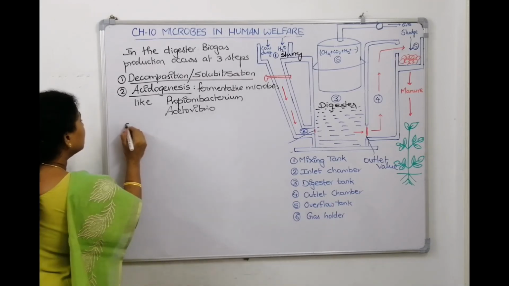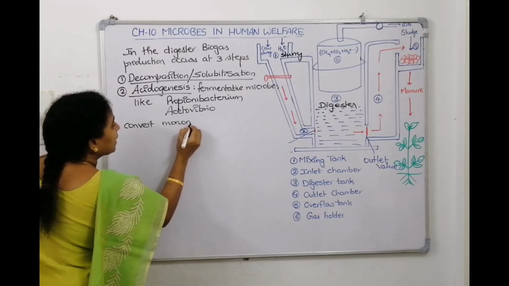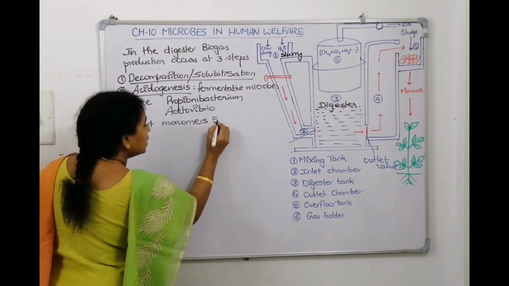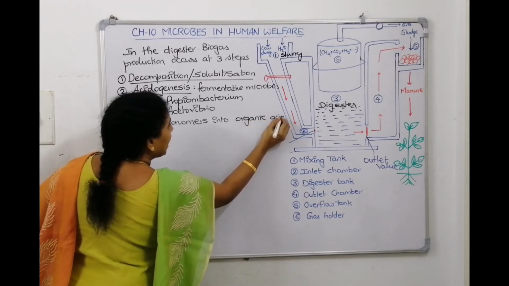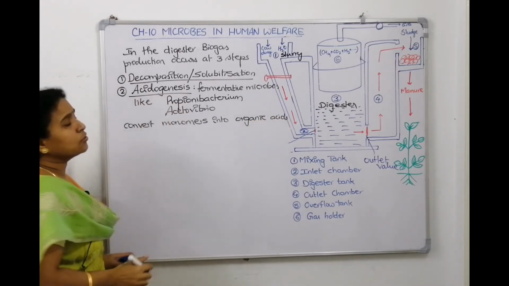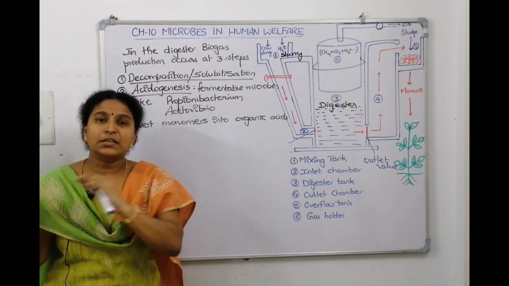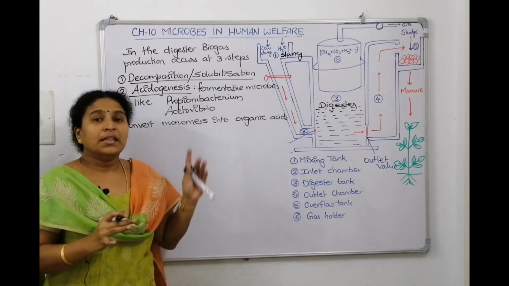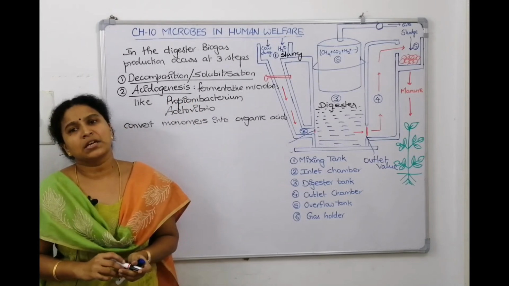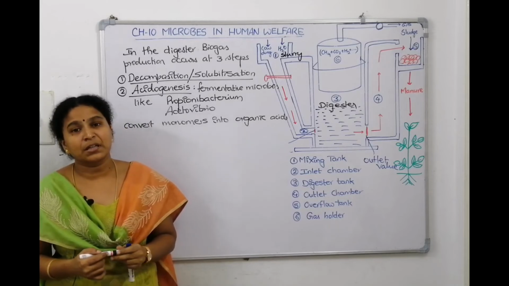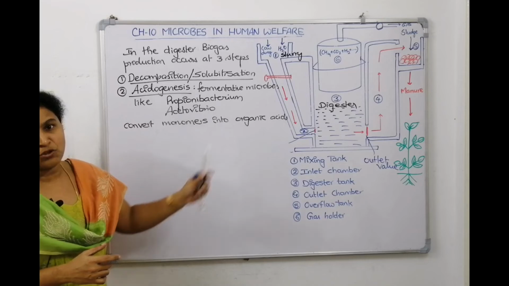What do they do? They convert monomers into organic acids. Since they are making acids, the step is called acidogenesis. Earlier, they converted complex food materials into simpler forms, monomers. Then these acidogenic bacteria convert the monomers into organic acids, and the examples are Propionibacterium and Acetovibrio.